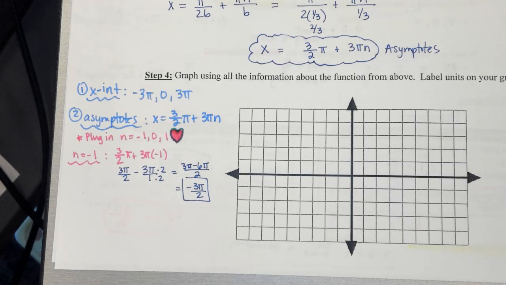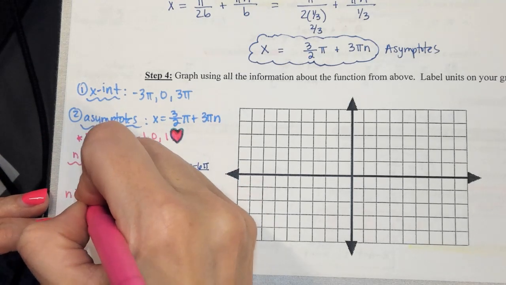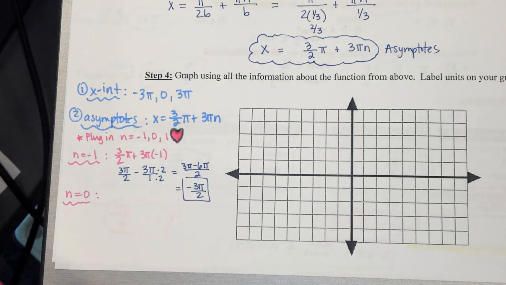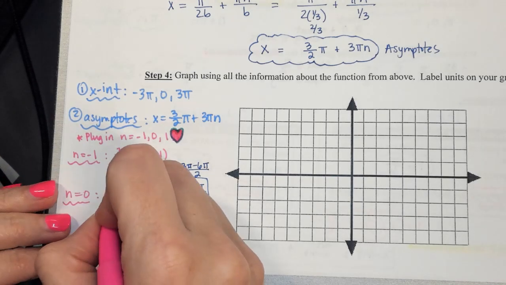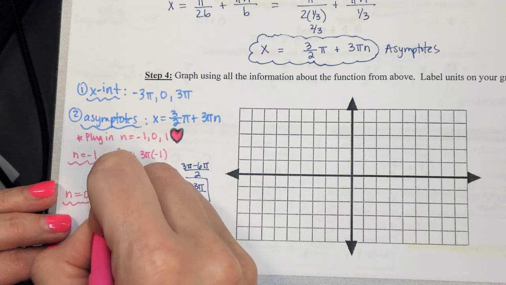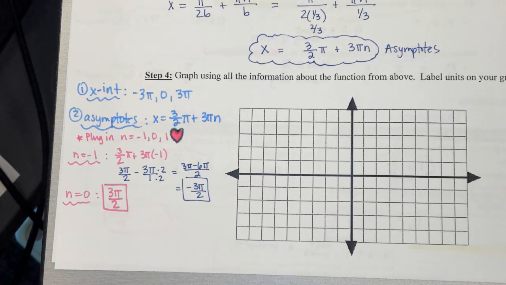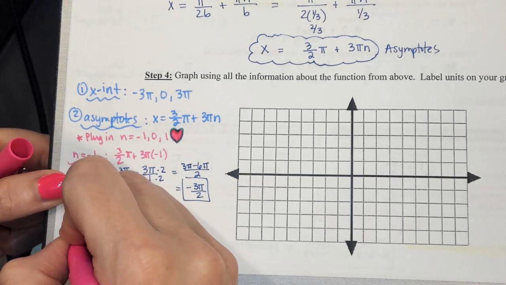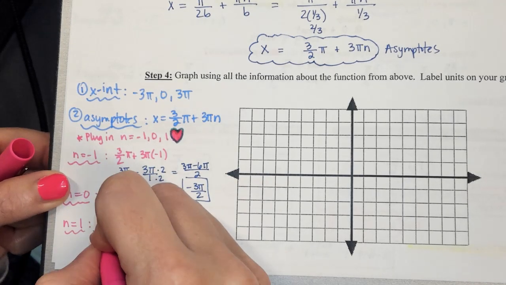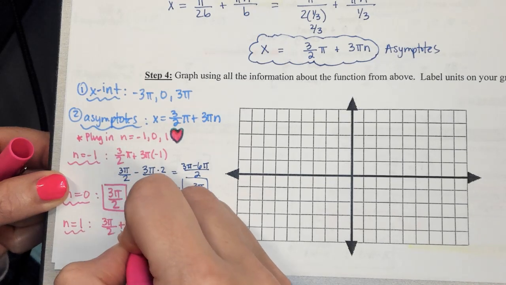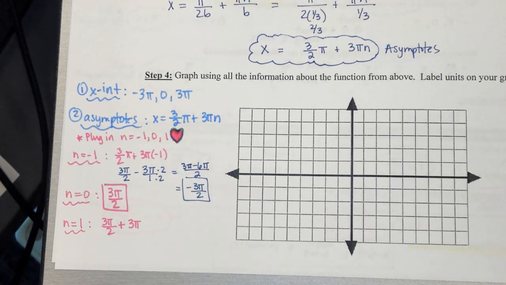Okay, so now we're going to do n equals 0, which is our favorite, because if n is 0, what are you going to be left with? Yeah, so you can just write that, it's fine, okay? And then let's do 1. So you have 3 pi over 2 plus 3 pi. I want you guys to simplify that, and then think about what our x scale should be. There's not necessarily one right answer.